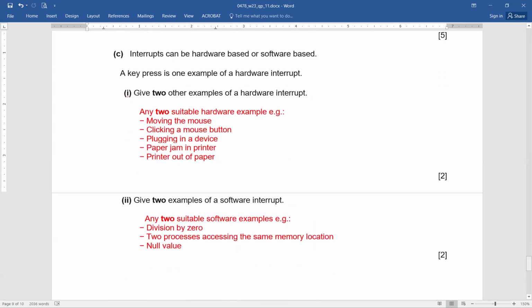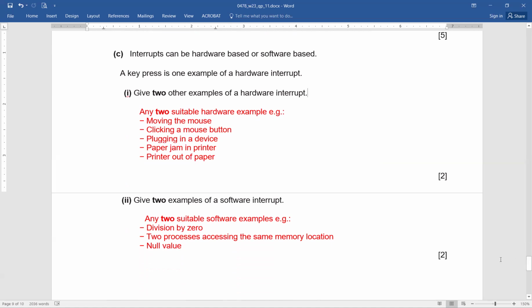Part C, interrupts can be hardware-based or software-based. A key press is one example of a hardware interrupt. Definitely it's dealing with hardware. Give 2 other examples of a hardware interrupt. Now, just think anything that comes to your mind. Printer out of paper, paper jam in printer, plugging in a device, clicking a mouse button, moving the mouse.